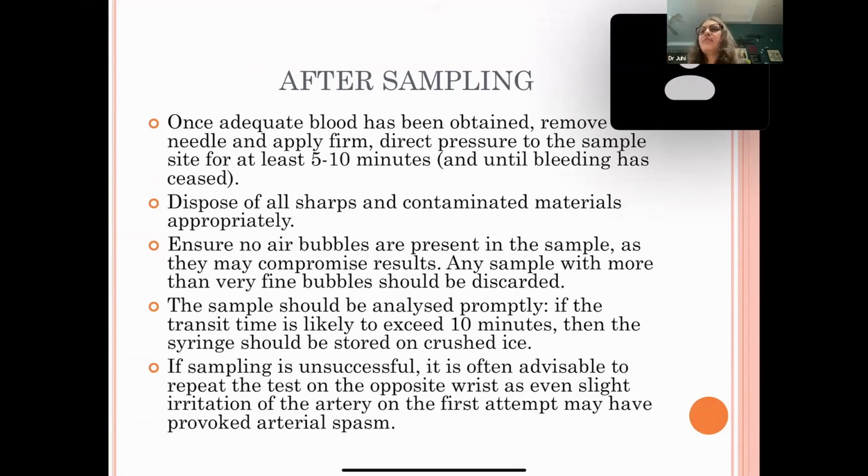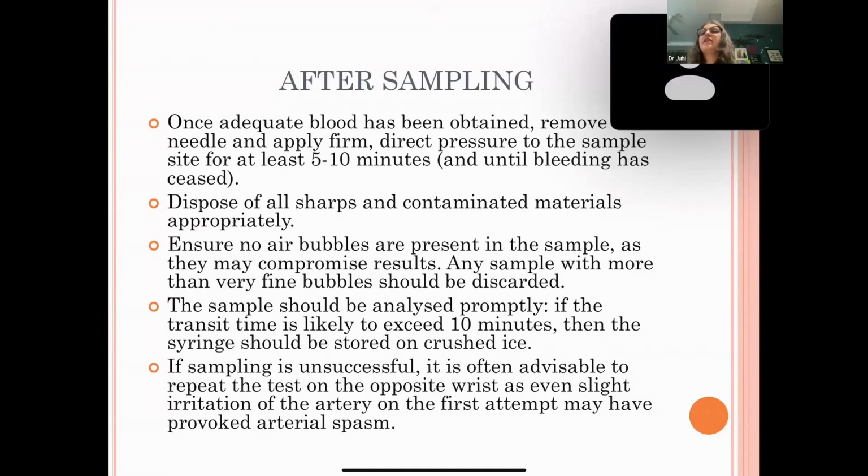After sampling, what is important? Once you've obtained the sample, remove the needle, apply firm pressure. This is very important. Don't leave the prick site open because it might bleed, because it's an arterial puncture. So apply direct pressure to the site for at least 5 to 10 minutes. Dispose all the sharps. Ensure no air bubbles are present, because again it will change our ABG values.